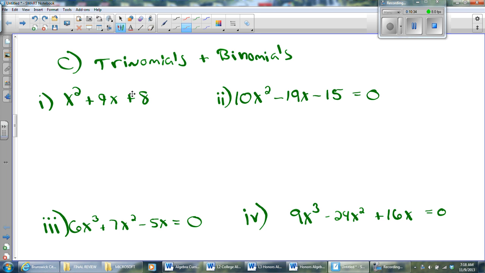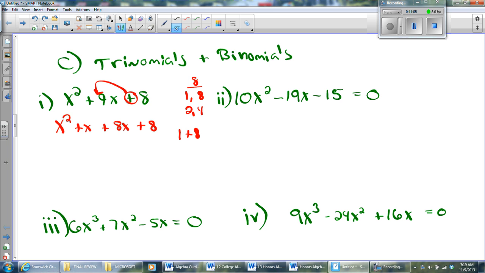Now, I'm going to do this first one the long way. I'm going to do it by grouping. So I'm going to need factors of 8. I need 2 factors of 8 that add up to be 9. Well, I got 1 and 8 and 2 and 4. Those are the only factors of 8. How do I know I'm going to add them? Because the 8 is positive, and I'm going to get a positive 9. Well, it looks like the problem is going to be 1 plus 8. So I'm going to rewrite this as x squared plus x plus 8x plus 8.